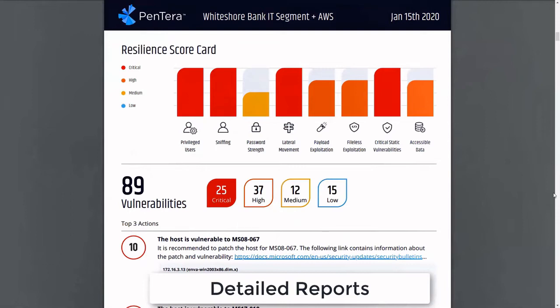Further down the line, they need to look at their resilience to payload and exploitation, file exploitation and accessible data. Password strength, although it was a bit of an issue, isn't too much of a concern for now. So again, this is about addressing for you where those real key areas of concern are, showing you what they are so that you can go and put fixes into place to ensure that that risk is mitigated somewhat.